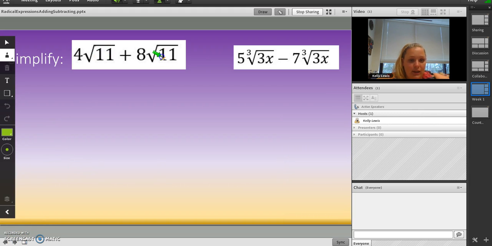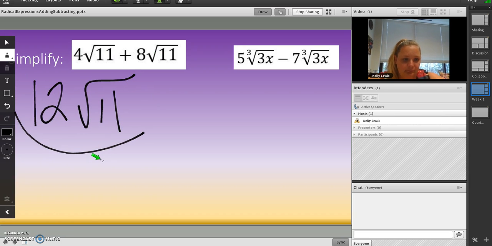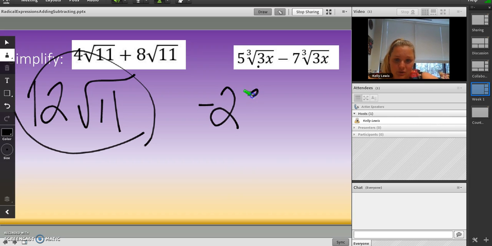All right, so here they're both 11, so we're happy, and they're both square roots, so we're happy. So it's like, hey, we have 4 of these square root of 11s, and we have 8 of these square root of 11s, so we really have 12 of these square root of 11s. Okay, hey, we've got 5 of these cubed root of 3x's, and we're going to take away 7 of this stuff. So then we have -2 of that stuff. And they can talk because they're both cubed roots and they're both 3x's.